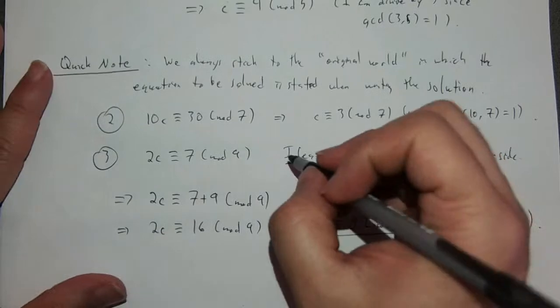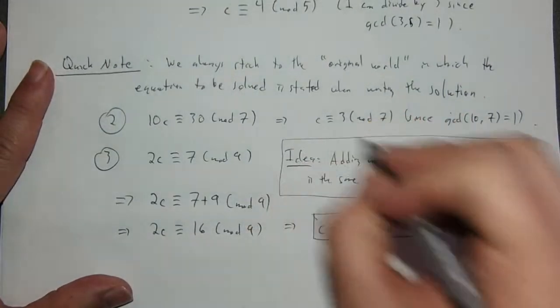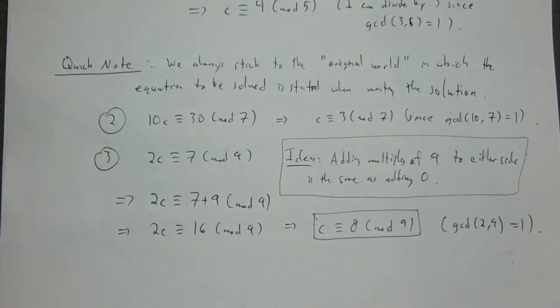So this is something that you can do in congruences. You can add something that might not be thought of immediately as being the same as adding 0, but it is because you're dealing with congruence mod 9.